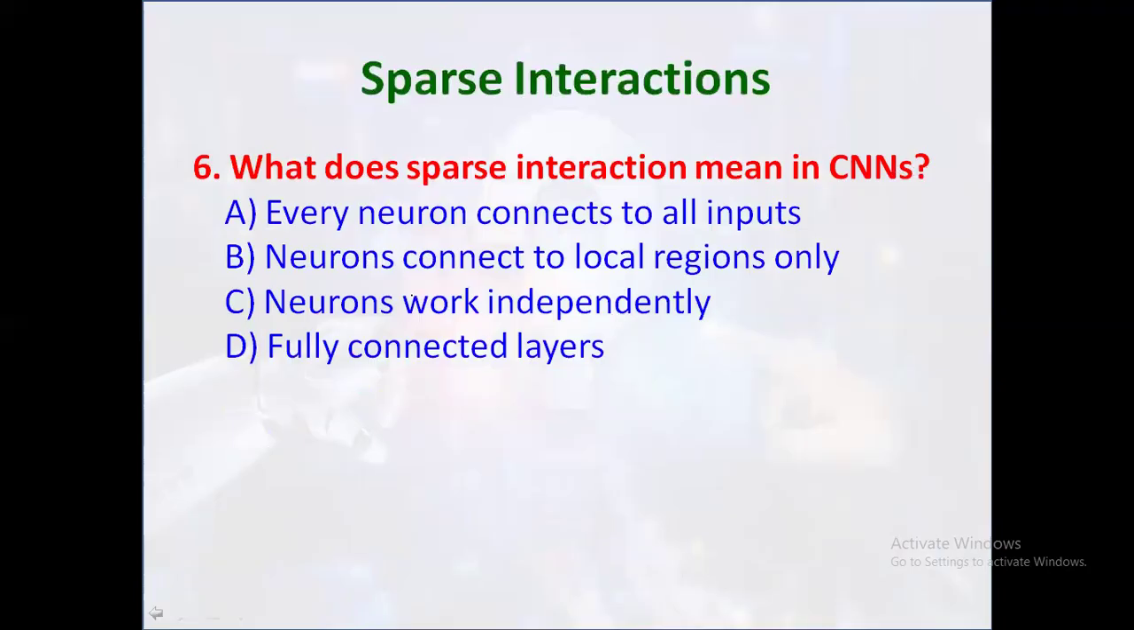Next, the multiple choice questions are based on sparse interactions. What does sparse interaction mean in CNN? Every neuron connects to all inputs, neurons connect to local regions only, neurons work independently, or fully connected layers. The answer is neurons connect to local regions only. The answer is B, local regions only.